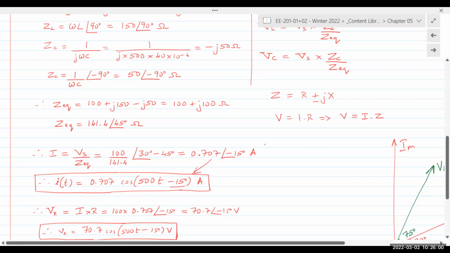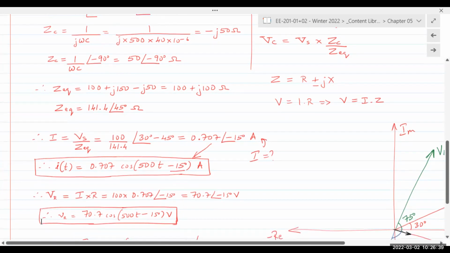So for your final answer, if the question asks you for the phasor of I, uppercase I, you can leave your answer at this point, 0.707 with a phase angle of minus 15. But because it asks you for lowercase i, and in this case specifically it's asking you for i of t, I as a function of time, you have to have the answer as cos of 500t. Otherwise, there will be a reduction of 1 or 2 points. Inverse phasor transform, right?